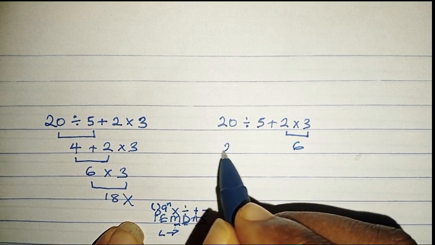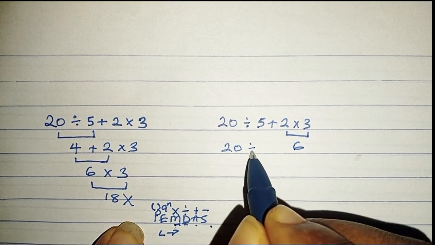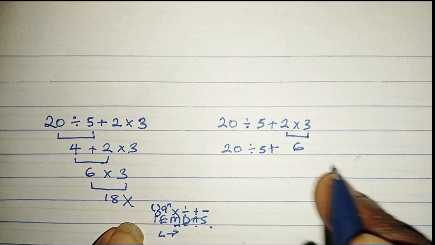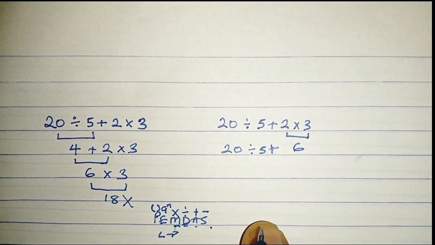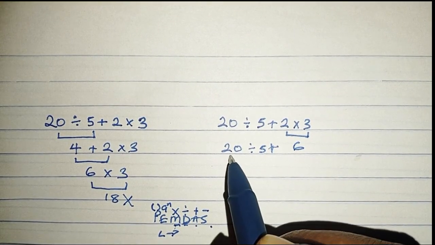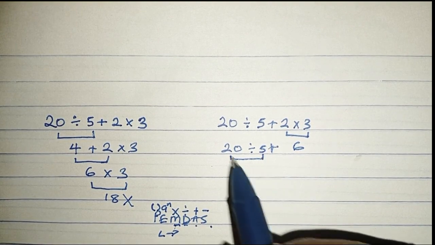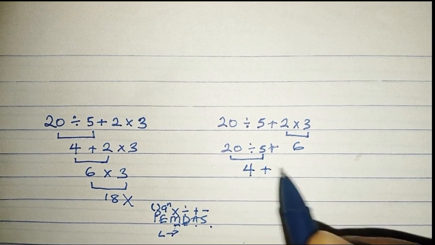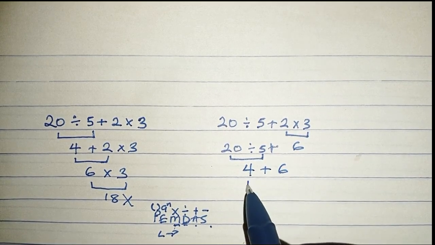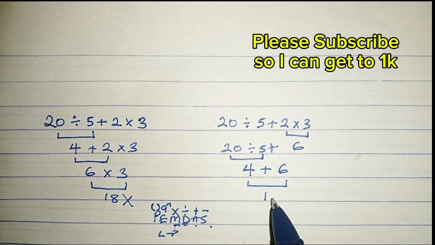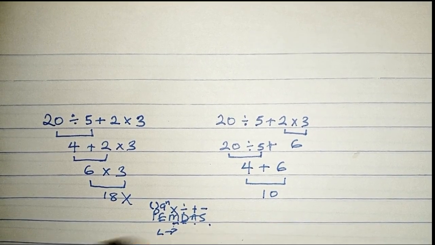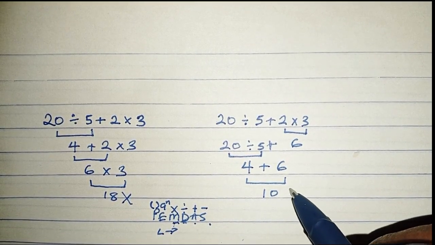So we're going to have 20 divided by 5 plus 6. Alright, so we are going to solve our division. When we divide this, we're going to get 4. 4 plus 6, which will give us 10. So the correct answer to this question is 10.